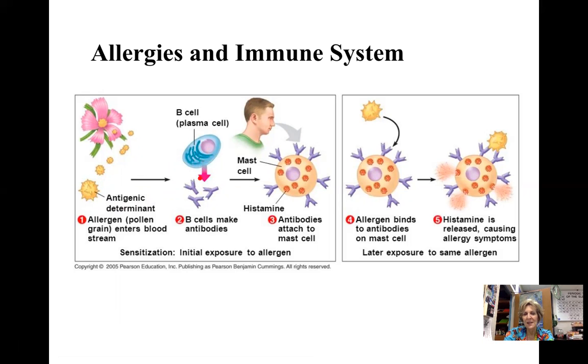activating a B cell, which then activates a mast cell. Mast cell is part of our inflammatory response, and that releases histamine. Well, you remember in the inflammatory response, histamine is a good thing because we wanted more blood to come there. We wanted the capillaries to be leaky so our white blood cells can get out into the tissues and fight.